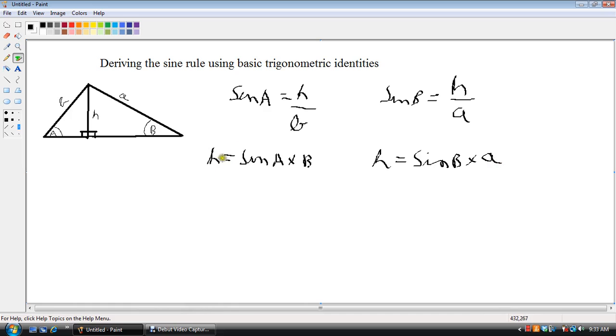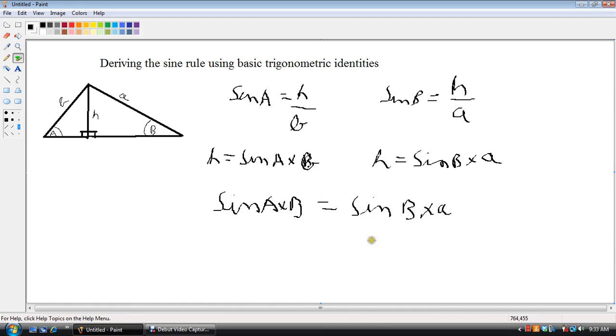Now you notice that on this side here we have h in terms of the sine of a and the side b. This should actually be a lowercase b. And on the right we have h in terms of the sine of the angle b and the side a. Now since these two are equivalent, we can rewrite this as the sine of a times b is equal to the sine of b times a.